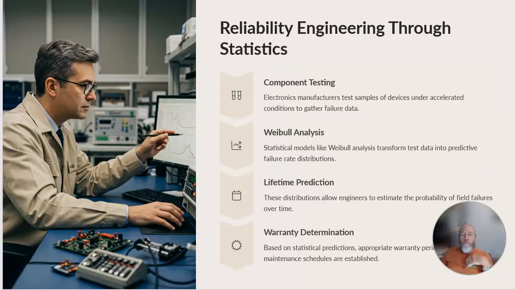So how do we do this? Well, one of the things that we do is we test individual components to see what causes them to fail, how often do they fail, and then we try to figure out how they model statistically, and we call this Weibull analysis. Then we try to predict how long they're going to last, and based on that, we make the decisions.